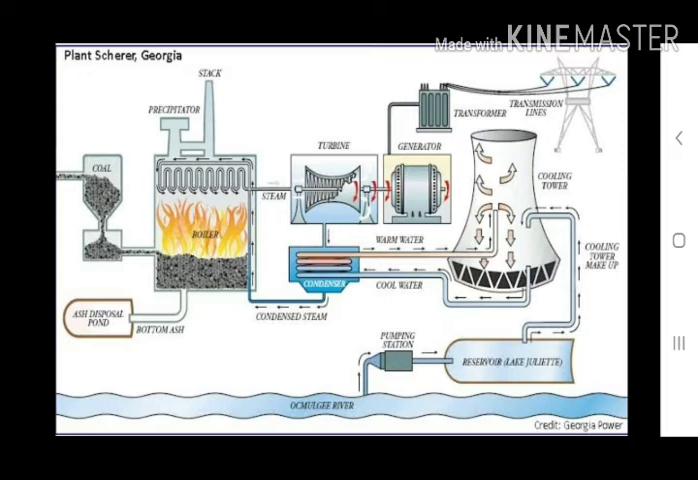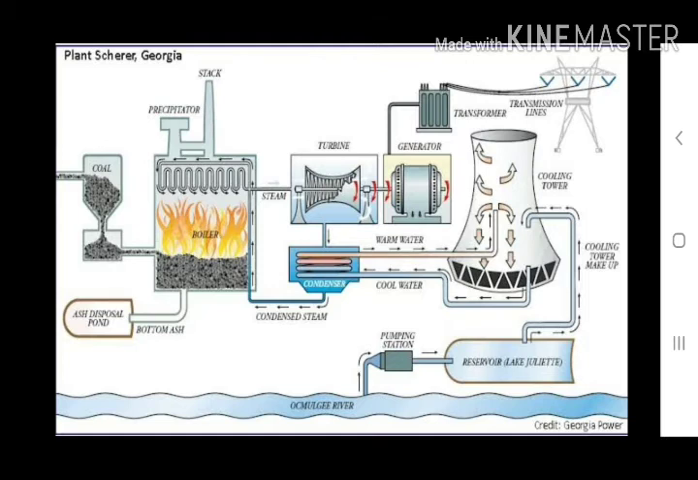So just below the cooling tower, one pipe is available. So with the help of this pipe, the cool water again comes to the condenser, and the condenser condenses this cool water into condensed steam, and this condensed steam goes to the pipes of the boiler, and this process again repeats. And this is the working principle of the thermal power plant.